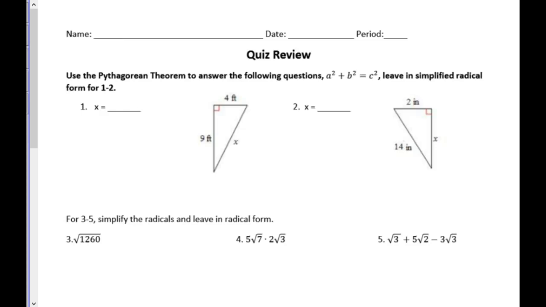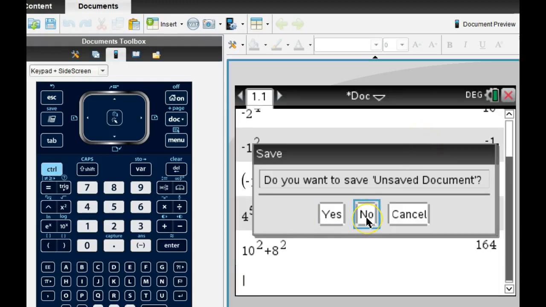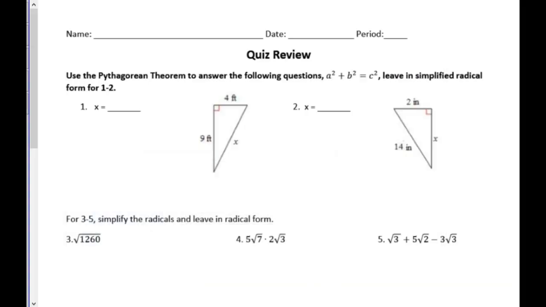So we have a quiz tomorrow on Pythagorean theorem and reducing radicals. So let's do this. We should have a cleared out calculator. Cool. So, first things first, let's remember what Pythagorean theorem is. A squared plus b squared equals c squared. A and b are the legs, right?